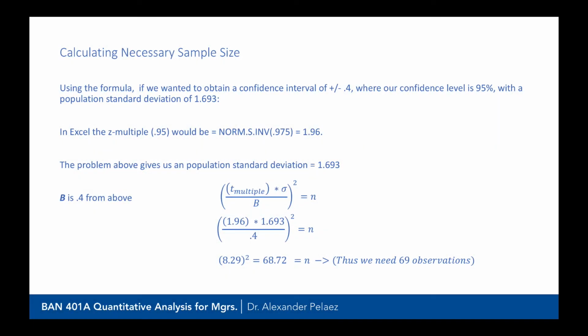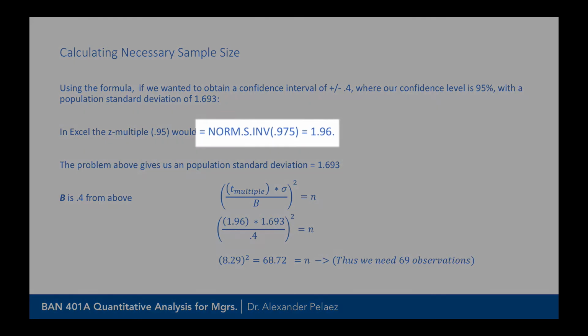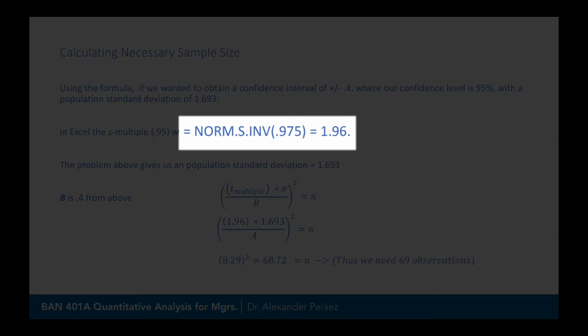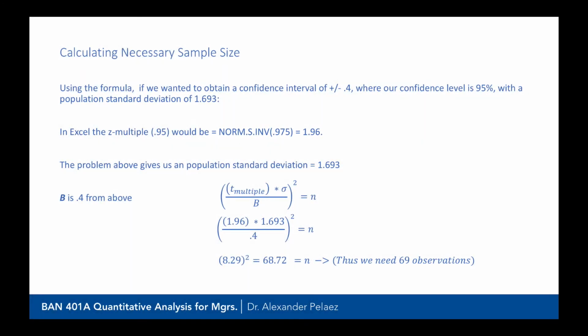So using the formula, if we wanted to obtain a confidence interval of plus or minus 0.4 with a confidence level of 95% and a population standard deviation of 1.693, we could do the following. We take our z multiple and we put in the confidence level of 0.95. Now remember, since this is two tails, we're going to divide the difference by 2 and we're going to make it 0.975. And this will give us 1.96.